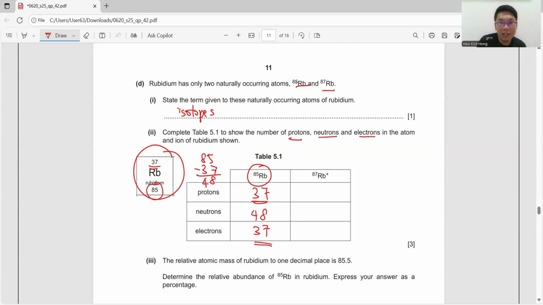Then how about rubidium positive charge? When rubidium is positively charged, it still contains the same number of protons, but because it's positive, it has reduced by 1 electron. That's why it will be positive. Then how about neutrons? The neutrons are the mass minus the protons, 50 neutrons here.